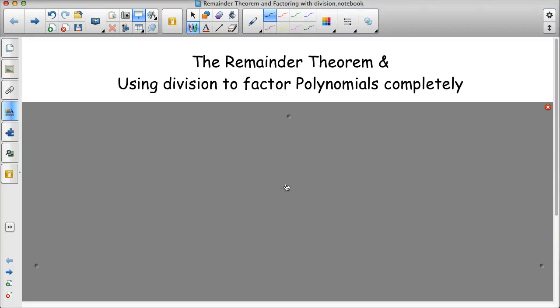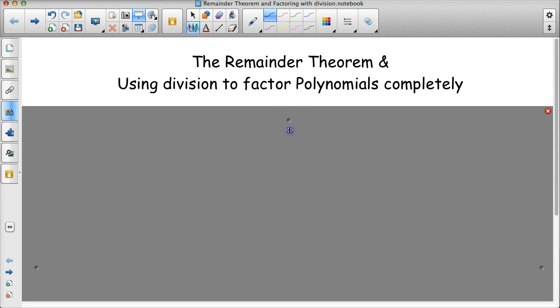This tutorial is on using the remainder theorem and using division to factor polynomials completely. Let's take a look at what this means.